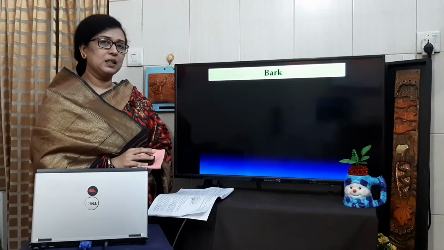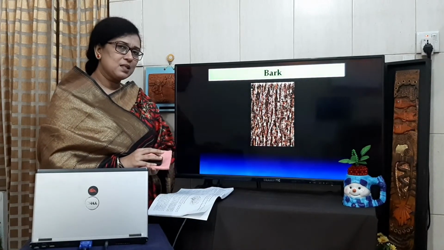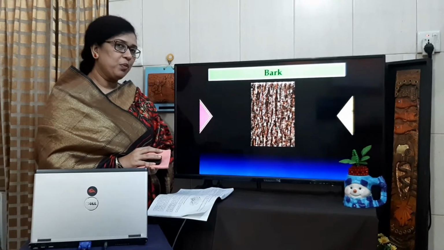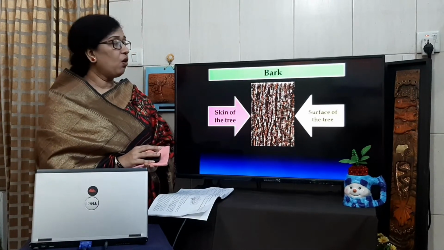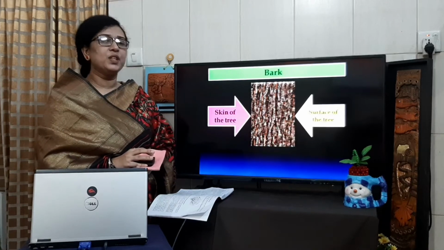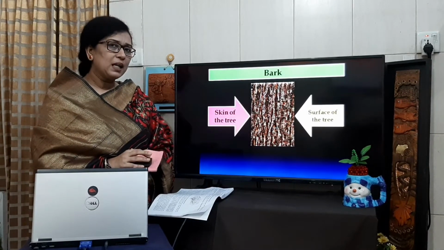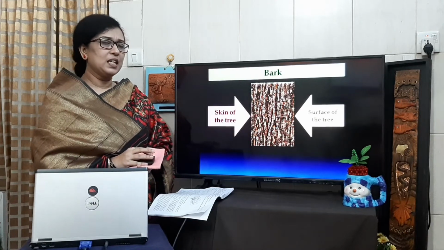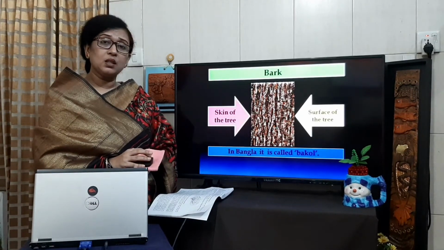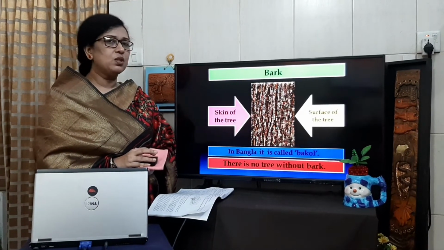Next number, bark. Look at this. What is this? This is the outer part of a tree. That means the skin of the tree, or the meaning of bark is surface of the tree. Do you know what bark is called in Bangla? Bakol. We sometimes say the bakol of the tree. So in Bangla it is called bakol. And here is an example. There is no tree without bark. Now let's see the next one.